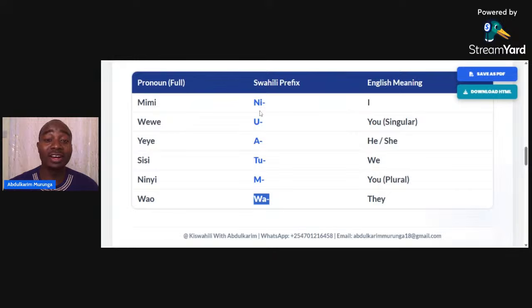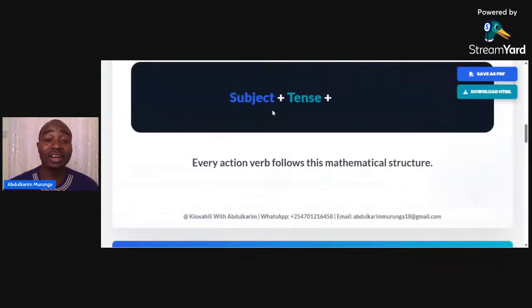So to emphasize, from this list here: ni, u, a, tu, m, wa, these are the Swahili personal prefixes. The prefixes represent the pronouns. Therefore, ni means I, u means you, a is he or she, tu, we, m, you all, wa means they. We add the subject prefix, we add the tense, then the verb.